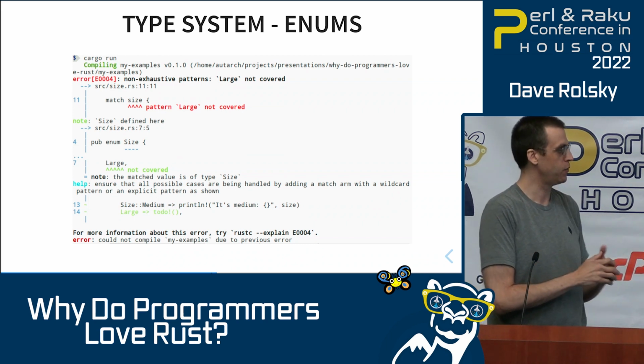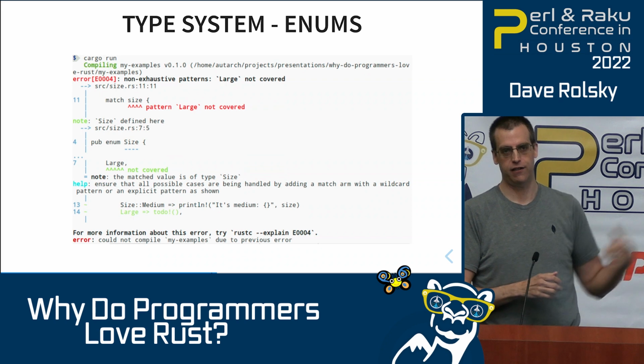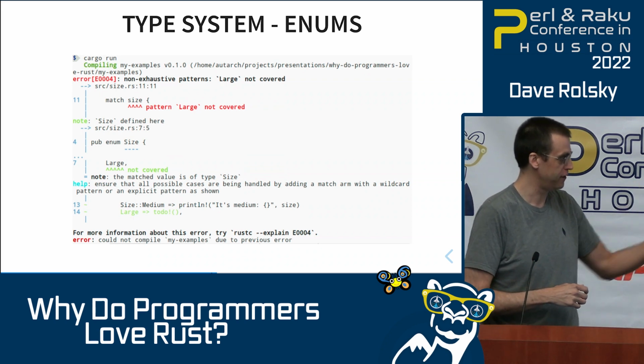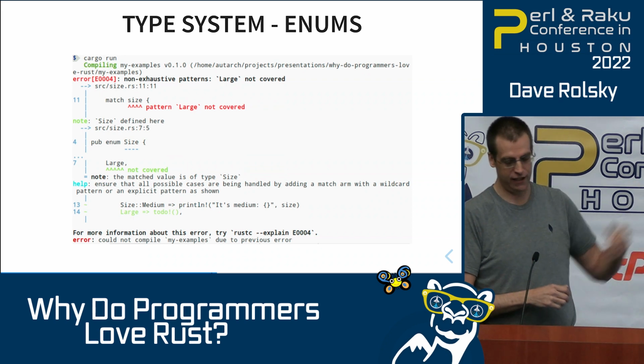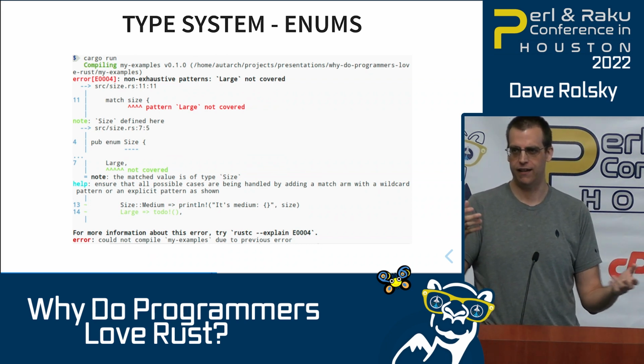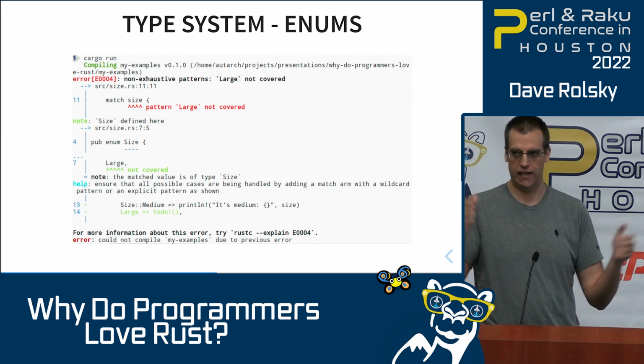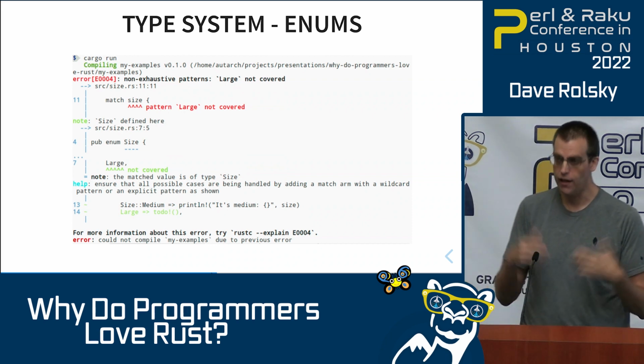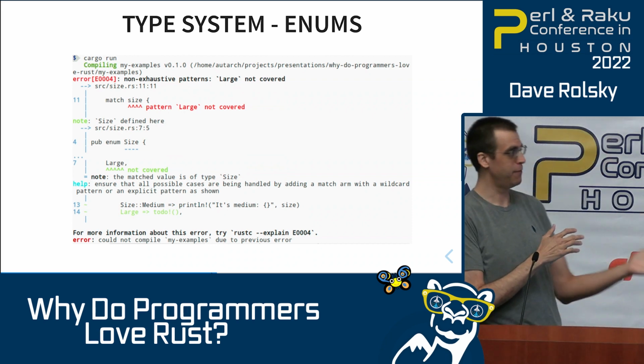So it shows you the match where you did this. It shows the definition of size. It shows the definition of large. It even suggests that you fill in and match large and put a to-do. To-do will panic, I think, if you get to it, but at least you've satisfied the compiler. And so, again, I just love the compiler error messages.